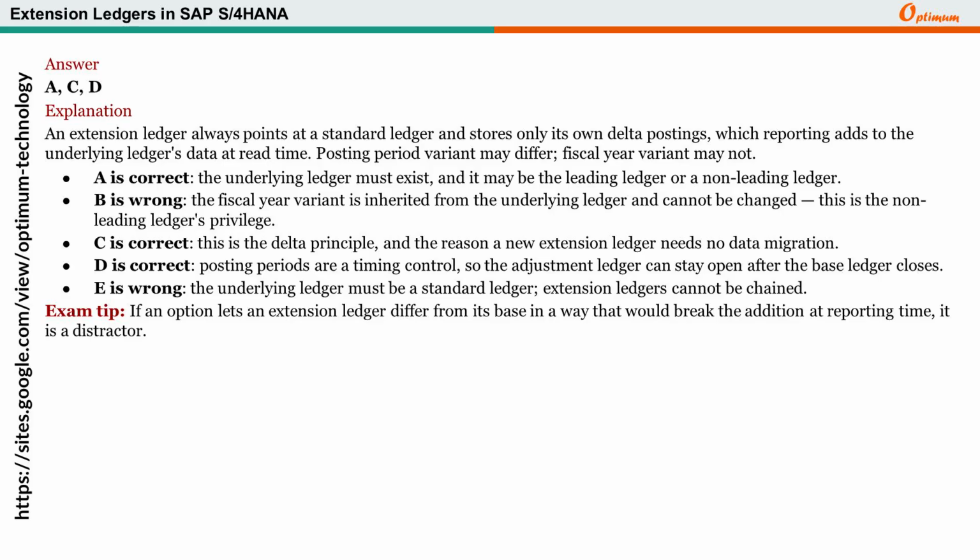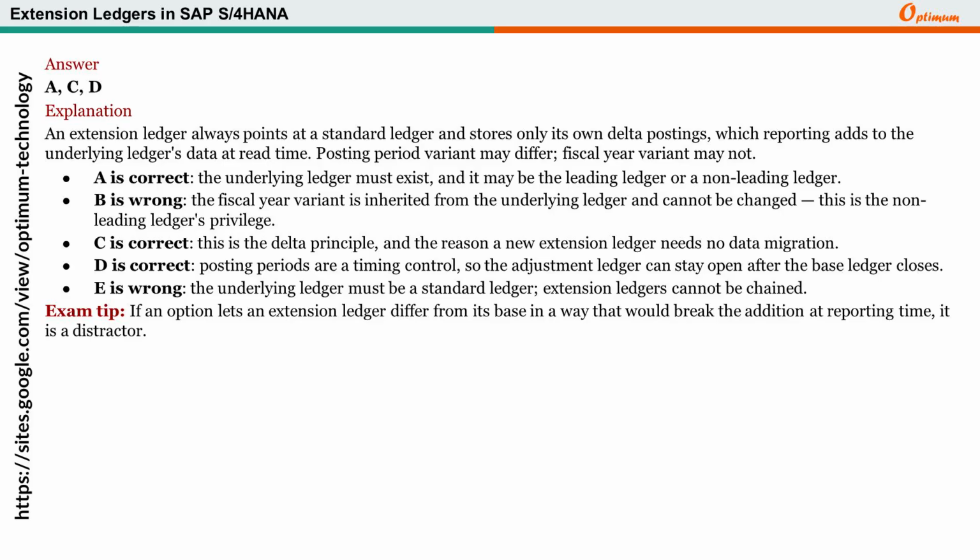The correct answers are A, C and D. Option B is the trap, and it catches a lot of people, because non-leading ledgers really can have their own fiscal year variant and the 2 ledger types blur together in memory. Extension ledgers cannot, because the system has to add extension ledger data to underlying ledger data at reporting time, and that only works if the periods line up the same way.